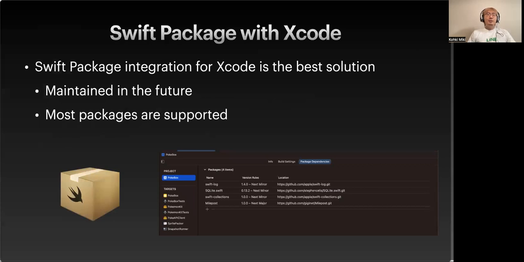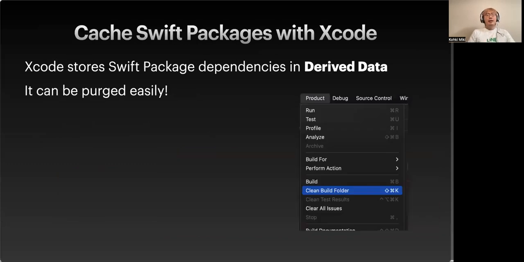Currently, using Swift packages and Xcode integration is the best solution for iOS app dependency management. Unfortunately, it is difficult to store build cache using Swift package integration in Xcode. Build artifacts are stored in DerivedData, which is easily purged. This solution may affect build speed when you have a huge number of dependencies, such as Line.